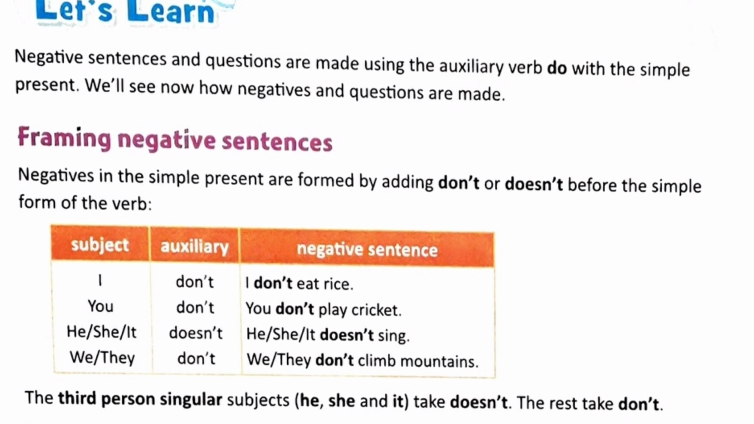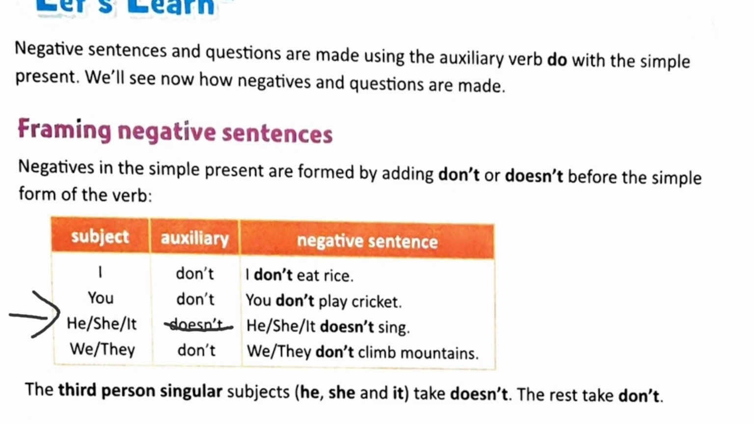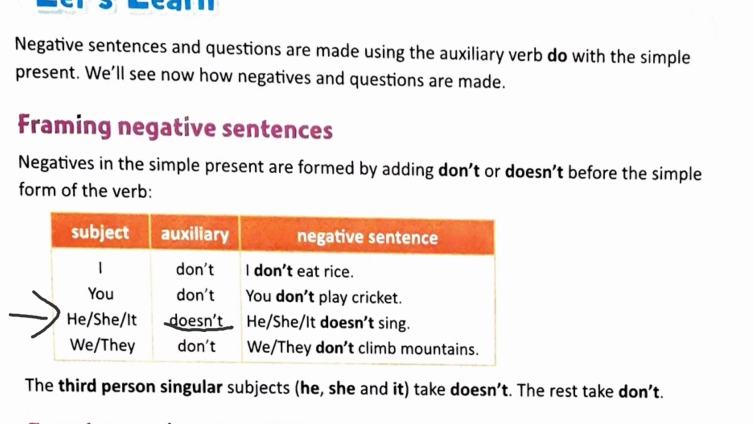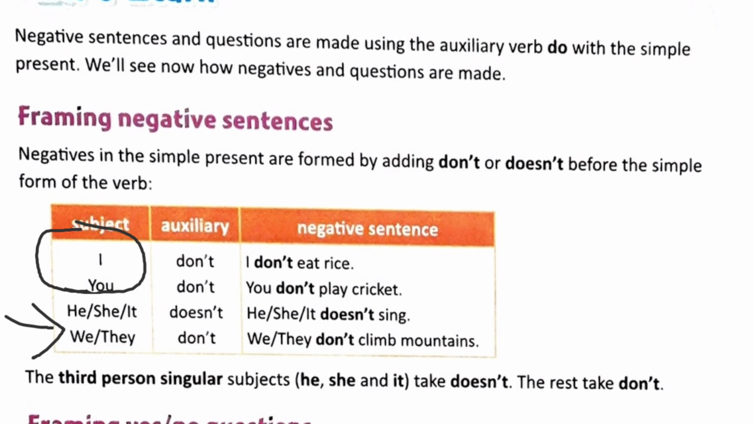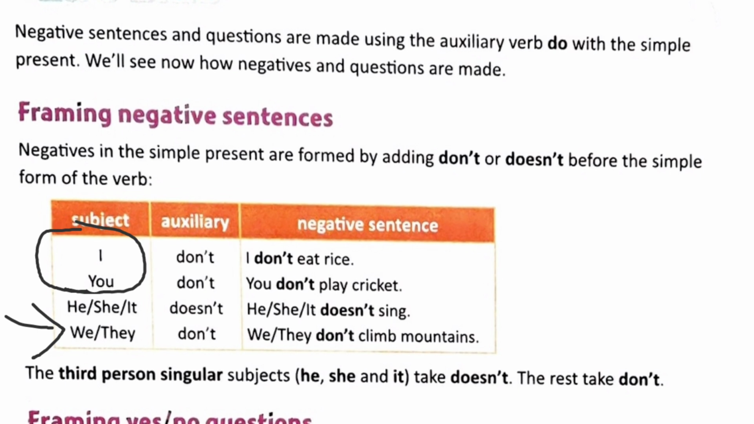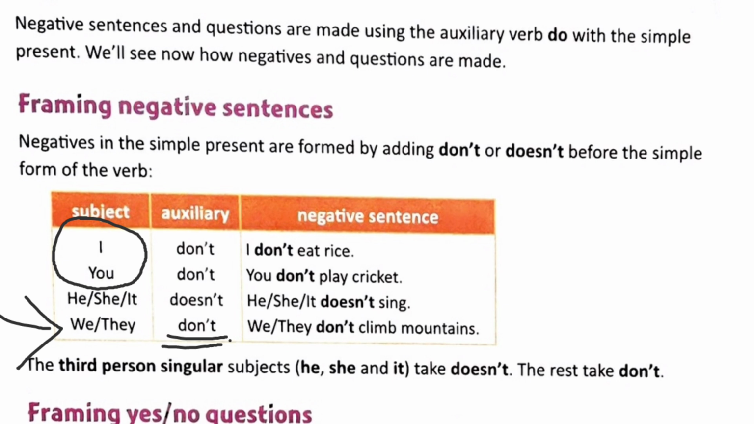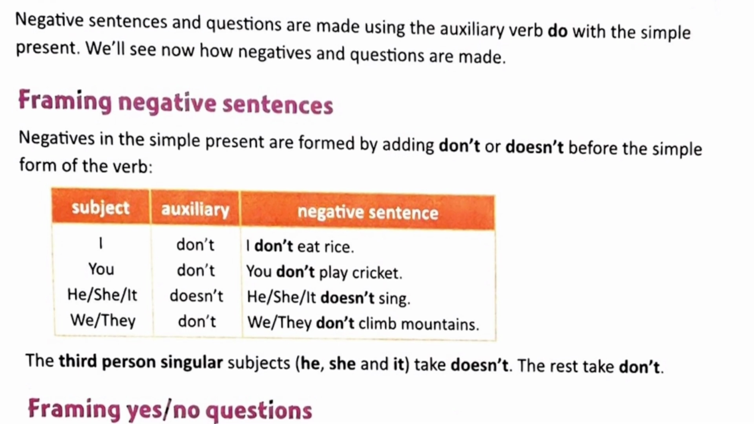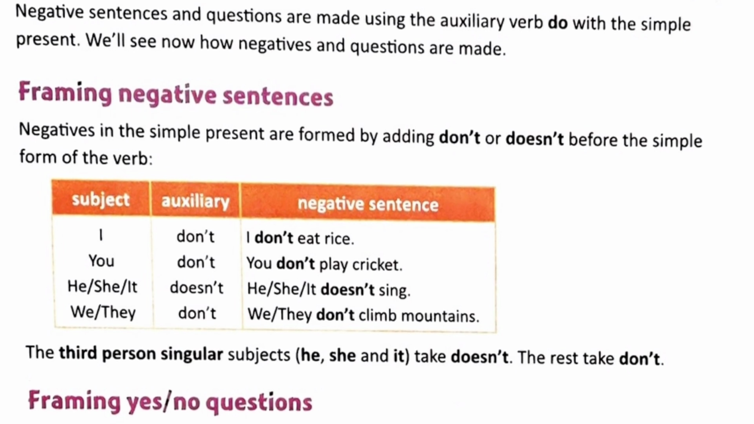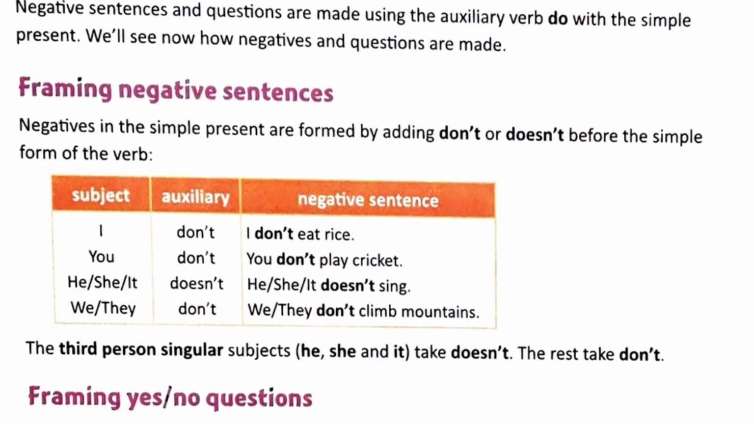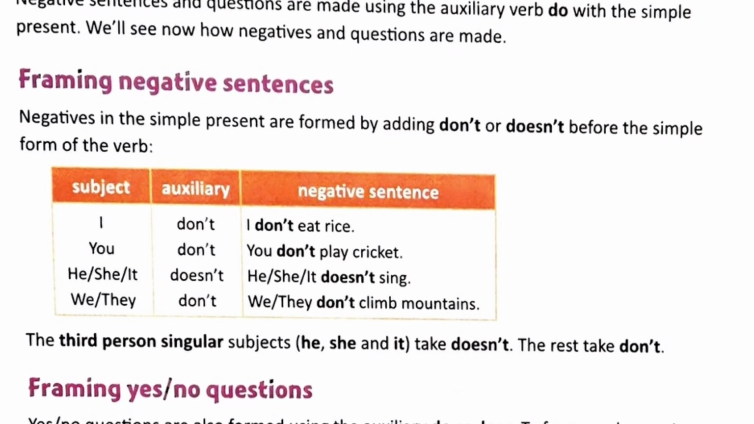A negative sentence basically means that it involves a no in it. So with singular nouns or pronouns, we take the helping verb does, so it becomes does not or doesn't. And with plural nouns or pronouns and I and you, we use the helping verb do, so it becomes do not or don't. Now let's look at the book content, framing negative sentences. Negatives in the simple present are formed by adding don't or doesn't before the simple form of the verb.